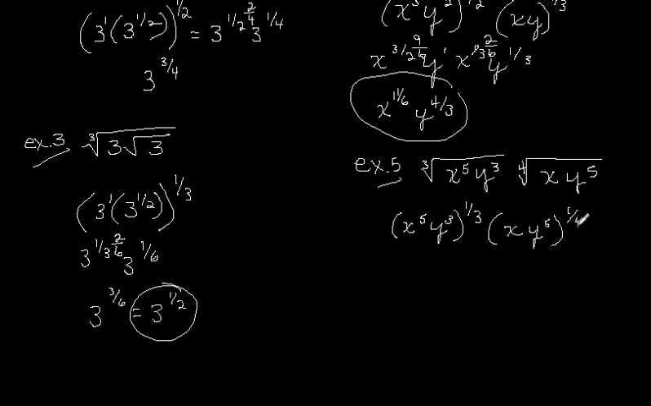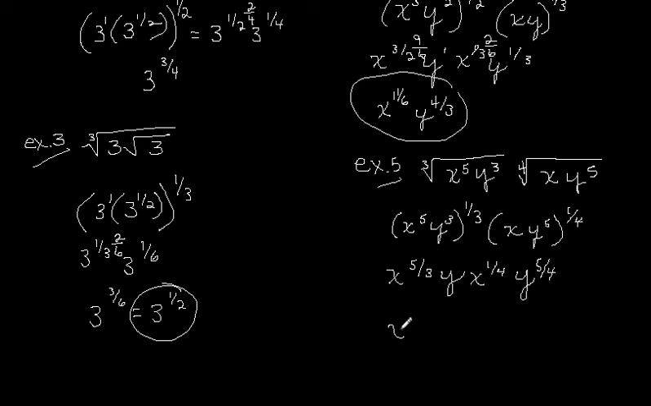Alright, so these are both under radicals. It's under root 3, so it's 1/3, and this is under root 4, so it's 1/4. We multiply these out, so we get x to the 5/3, y, 3 times 1/3 is just 1, and then we have x to the 1/4, y to the 5/4, and then you just add. You can use your calculators. I think that's kind of lazy, but you can do that. That's fine with me. So let's do our x's.